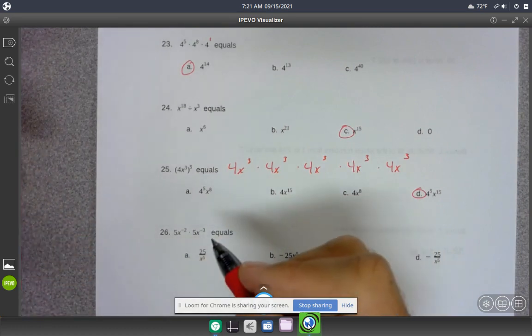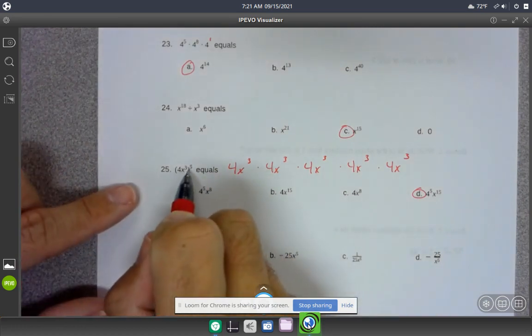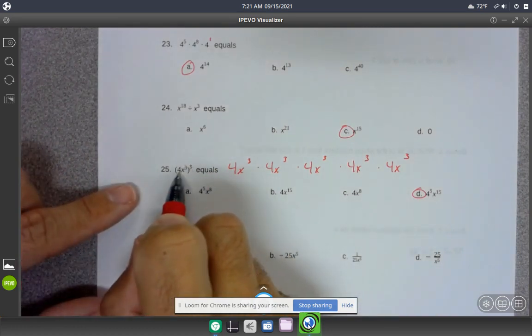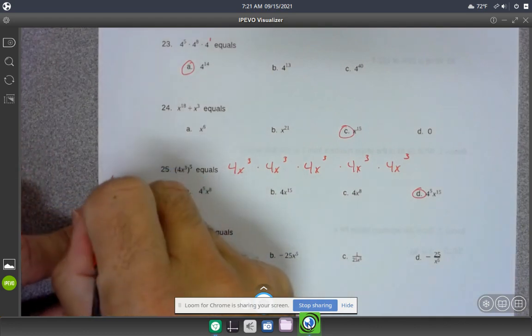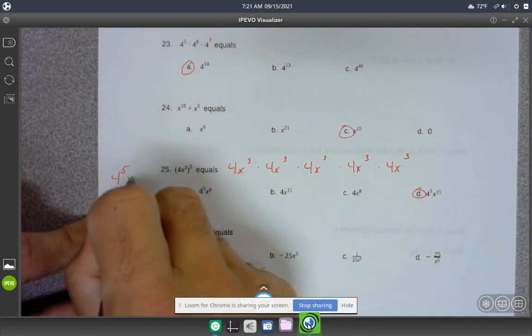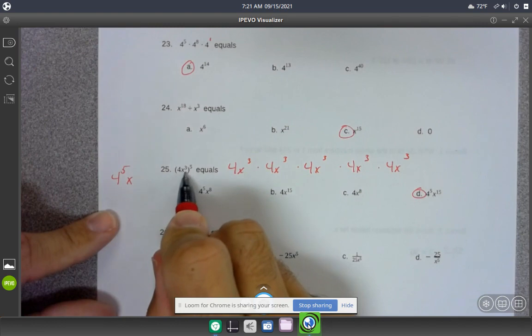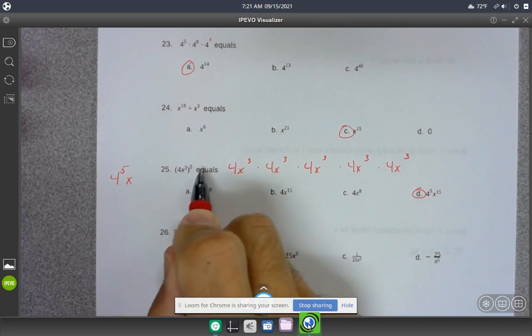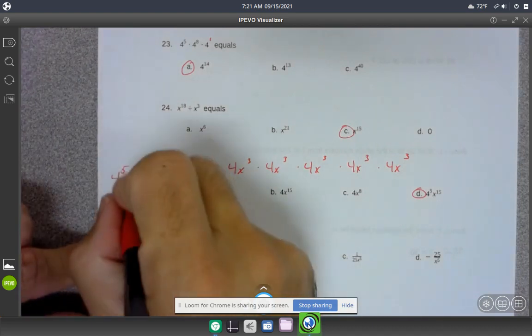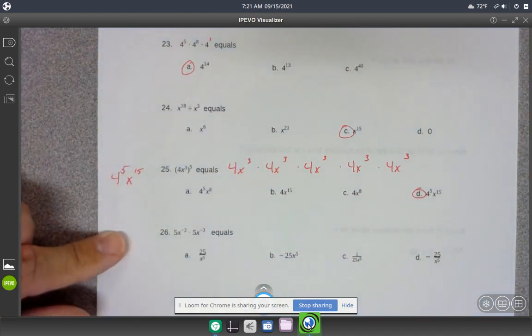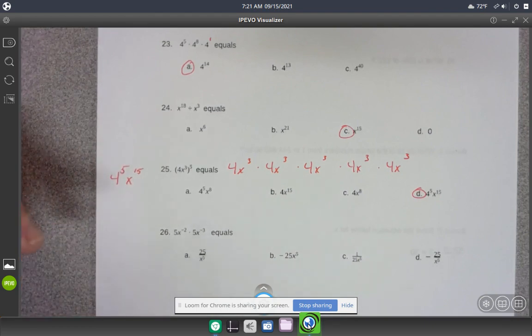The shorthand way to do it is that the 5 just applies to the 4, so you get 4 to the fifth. And then on the x's, when you have an exponent raised to another exponent, we multiply those exponents. So 3 times 5, that's 15. Again, if you need to go back and look at your exponent rules, that's where all this is coming from.